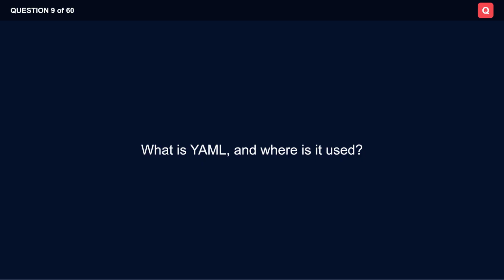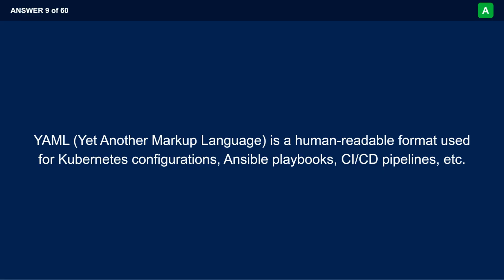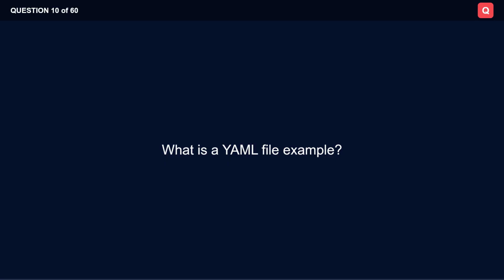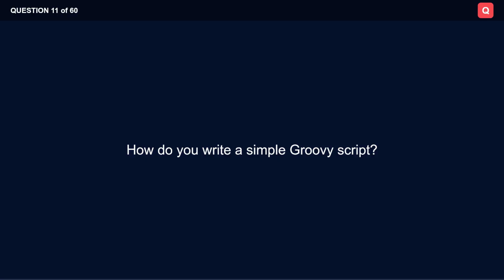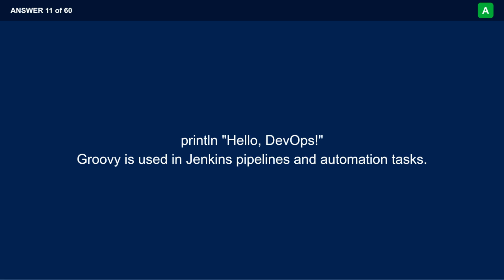What is YAML and where is it used? YAML, yet another markup language, is a human-readable format used for Kubernetes configurations, Ansible playbooks, CI/CD pipelines, etc. What is a YAML file example? version: 3, services, web, image: nginx, ports: 8080. How do you write a simple Groovy script? println "Hello DevOps". Groovy is used in Jenkins pipelines and automation tasks.